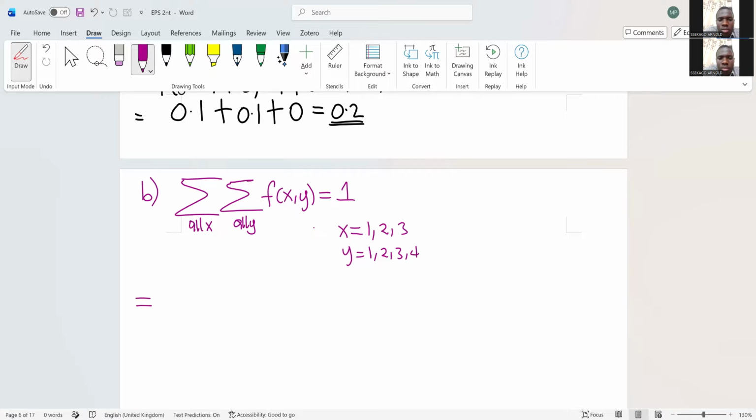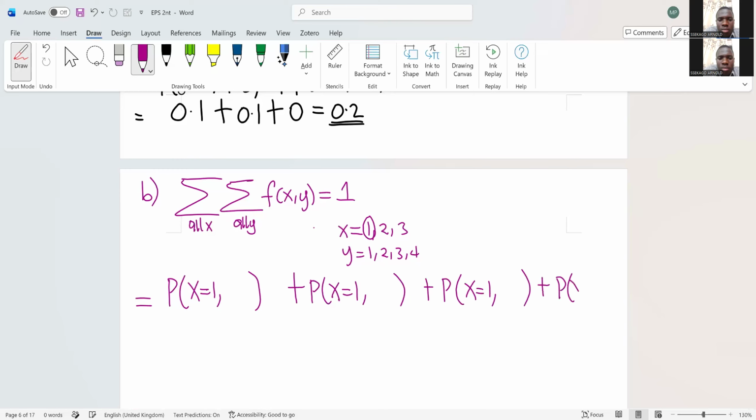So to sum, x is 1. So when x is 1 and y is valid, what is that? That is the probability when x is 1, plus the probability when x is 1, plus the probability when x is 1, plus the probability when x is 1. But x is 1 when y is 1, x is 1 when y is 2, x is 1 when y is 3, x is 1 when y is 4. Now that is for x equals 1.